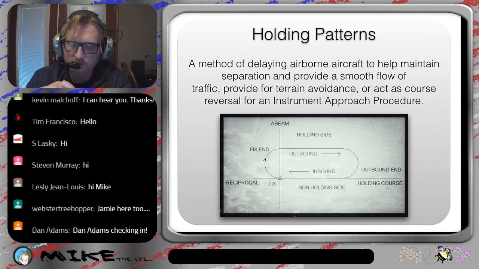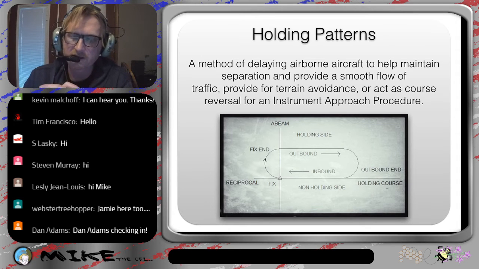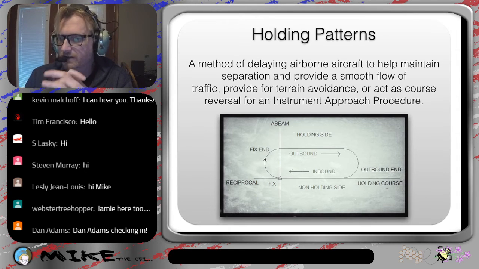you are able to climb up to a minimum altitude before you can go on course. And the same could be used on an arrival. You could use a holding pattern to lose altitude before continuing on course.